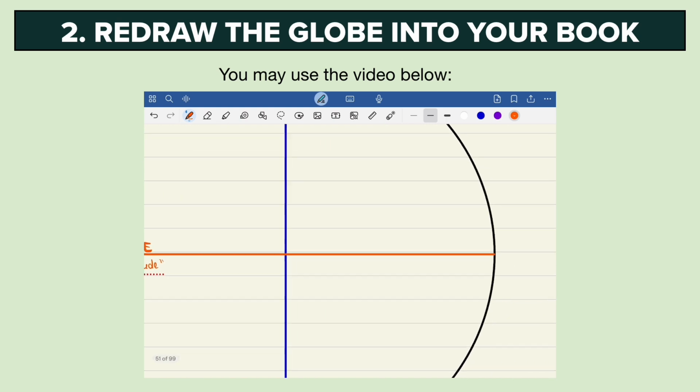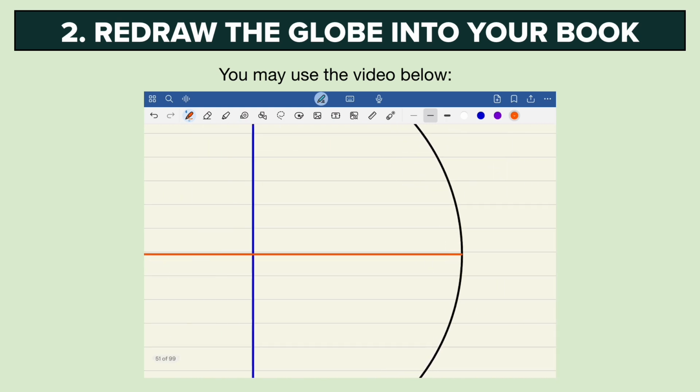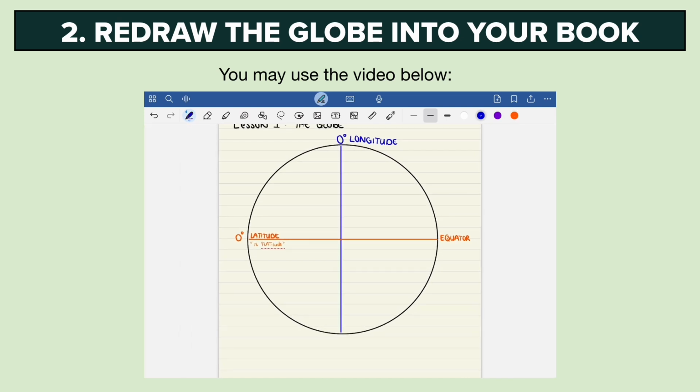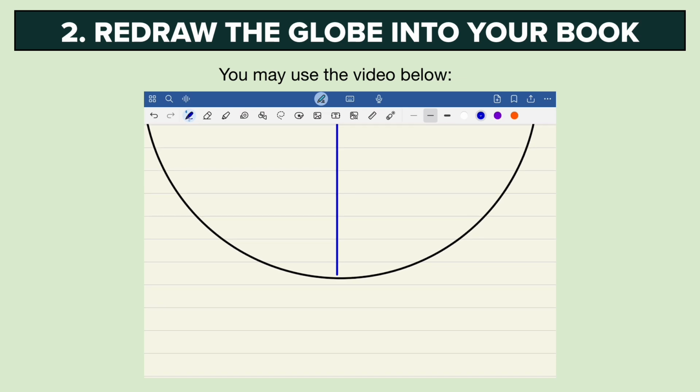Alright, so next up we're going to label this one the equator, because that is the name given to this 0-degree line of latitude. And we will also name our 0-degree line of longitude, and we will call that the Greenwich meridian as well as the prime meridian. So in your exam you could refer to either. Both will be accepted as correct.